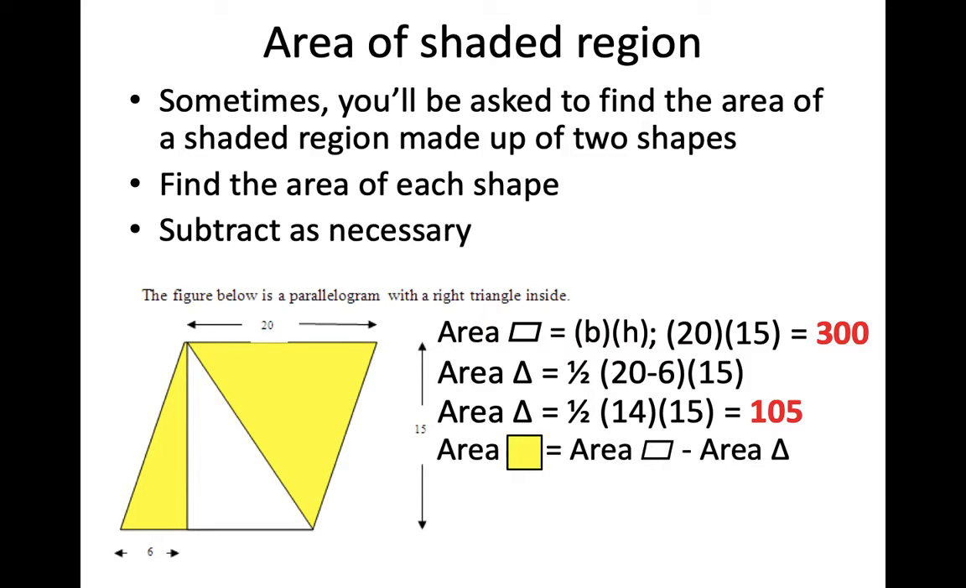Now, to find the area of the yellow, I'm going to find the area of the whole parallelogram and then subtract out the white triangle. So in other words, I'm going to take 300 and subtract out 105, and I get 195. So the area of this yellow piece is 195 square units.